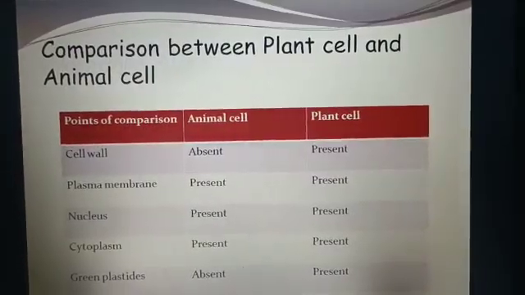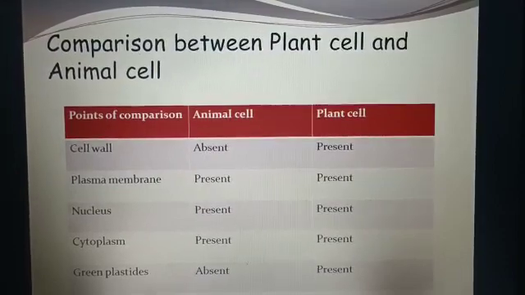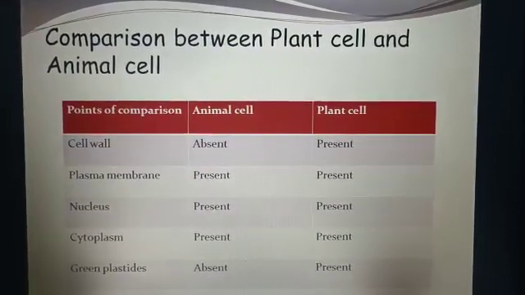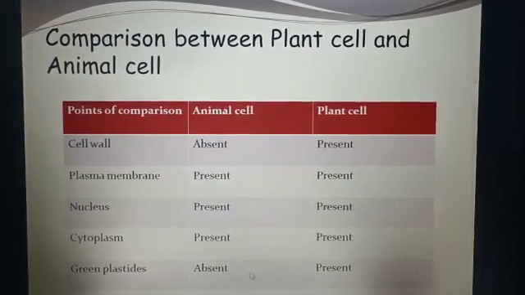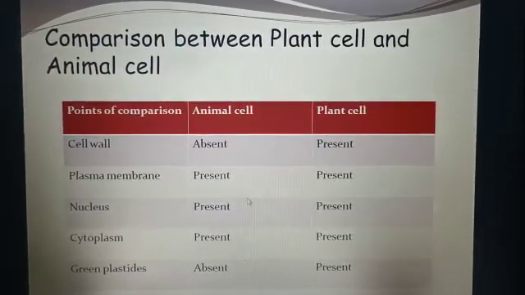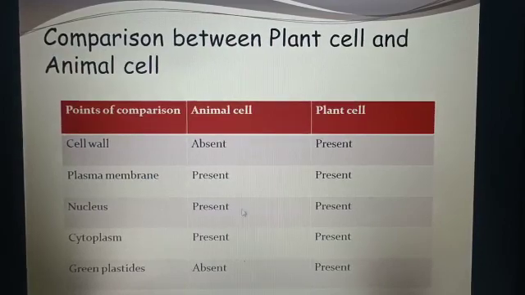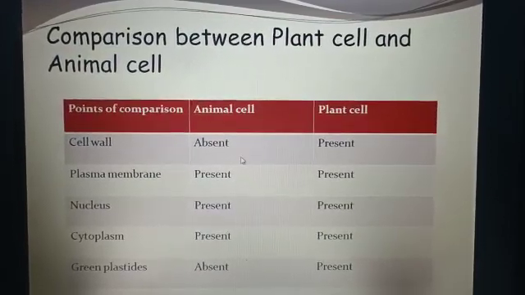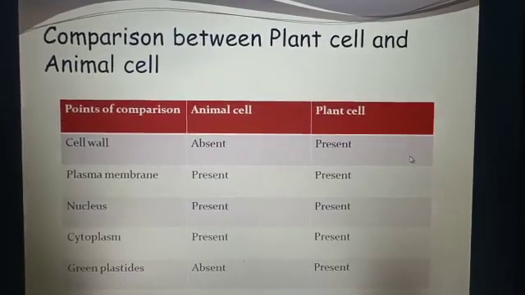And now we have a comparison between plant cell and animal cell. The plant cell has cell wall, plasma membrane, nucleus, cytoplasm, and green plastids, but the animal cell has plasma membrane, nucleus, cytoplasm, and there is no green plastid and no cell wall.